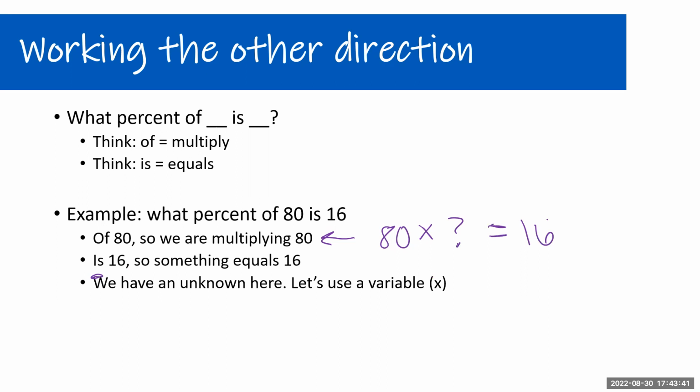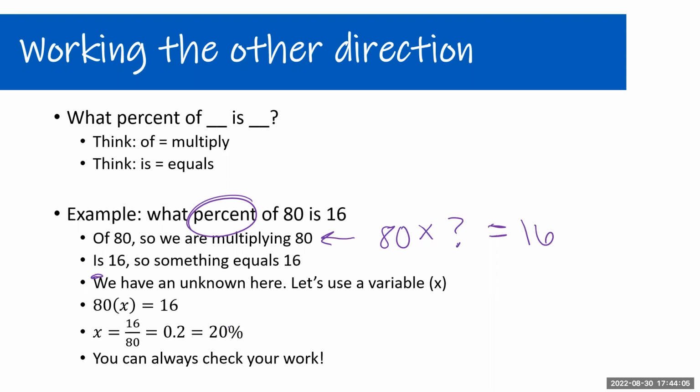Okay. If we want to use x as our variable, then we know that 80 times x is 16, which is what I drew right here. And now we just solve for x. Divide both sides by 80, and you'll get 0.2. And remember, we want it as a percent, so we're going to have it as 20%. Set it up as an equation and solve for your missing value.